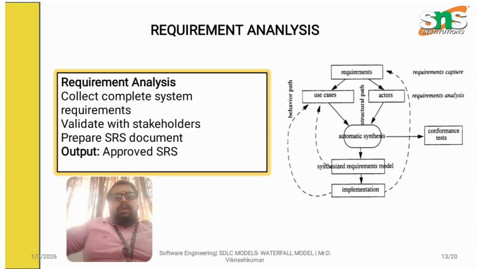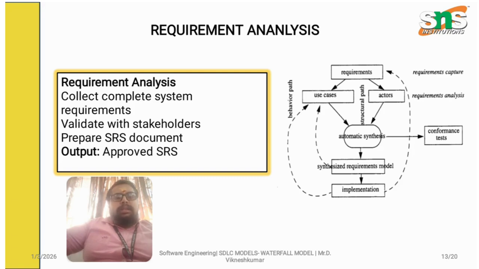So we are going to have a requirement phase. The name itself says what we need to develop the software. The requirement phase is where you collect the complete system requirements, what all you are going to use in the system. Next, it must be validated with the stakeholders and you should prepare the SRS document. So the output of the requirement analysis is an approved SRS document.